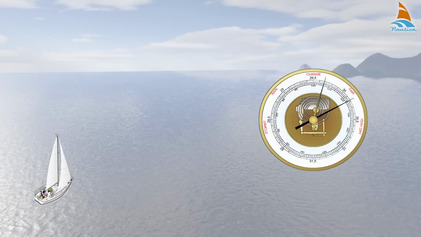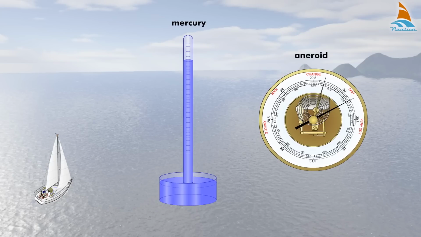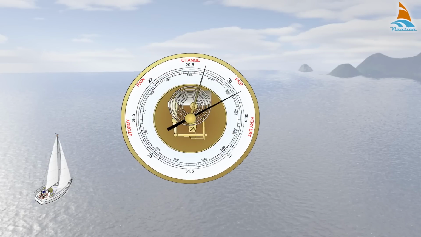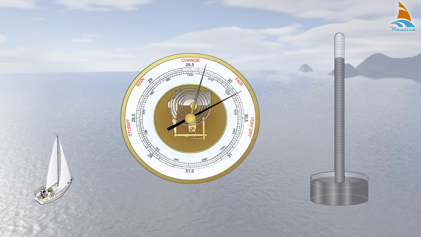The barometer is the most useful weather forecasting tool for small vessels. There are two types of barometers, mercury and aneroid. Small vessels most often use an aneroid barometer. Although it's not as accurate as a mercury barometer, it's more robust, compact, and affordable.